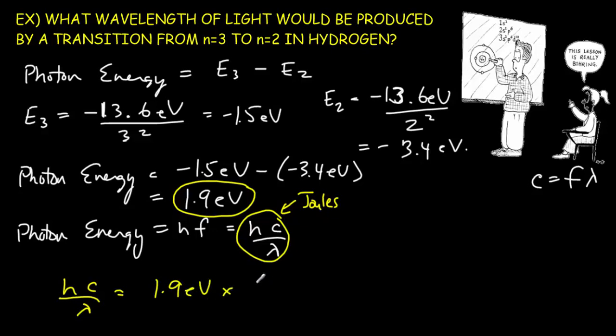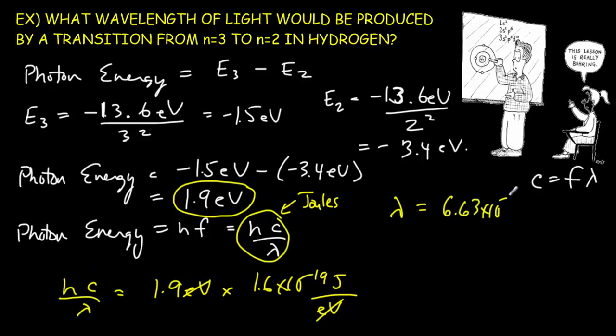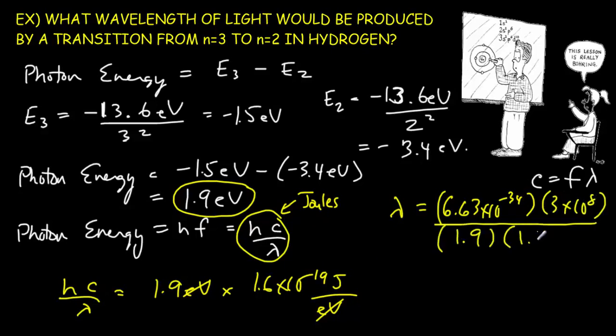to 1.9 eV times 1.6 times 10 to the minus 19 joules per eV. And the eVs will cancel out and we'll be left with joules on both sides of the equation. Then we can solve for lambda. It's going to equal Planck's constant, 6.63 times 10 to the minus 34 joule seconds, times the speed of light, 3 times 10 to the 8th, divided by 1.9 and 1.6 times 10 to the negative 19.